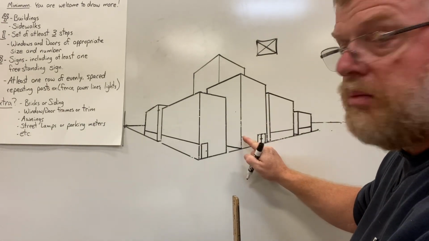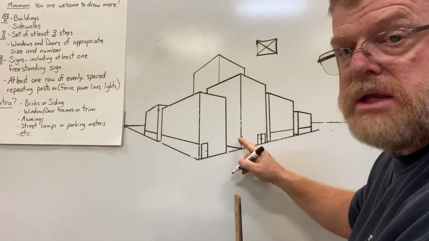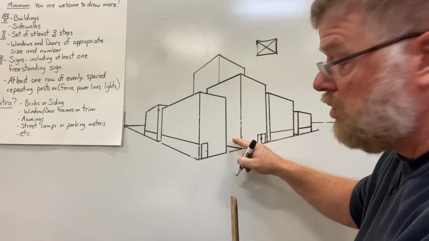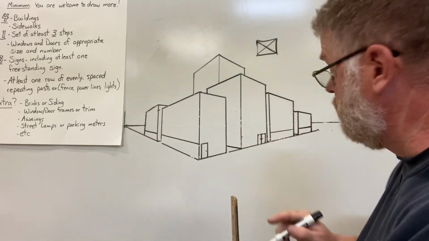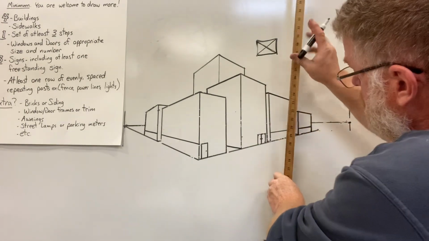I'm going to leave that little mark there because I'm going to show you something in just a little bit. So if I wanted to do a side door, I could take that mark back to the vanishing point, and that would be the top of any door on this side of that building. Okay. So let's draw another one.